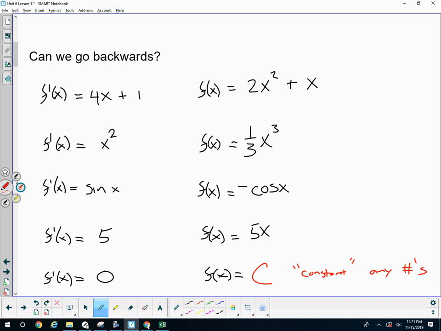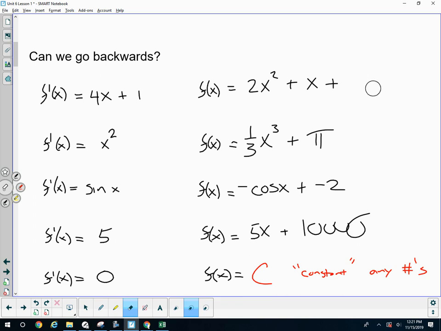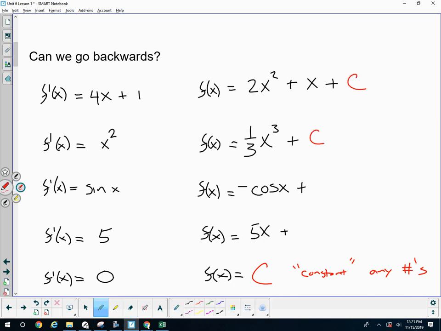It's because I can add any number to this, and its derivative is still 4x plus 1. I could add any constant, whether it's positive, negative, large, or small. Any number can be added to that, and its derivative is still going to be those f primes shown on the left. So we are going to need to understand that and incorporate that when we're going backwards. We're going to need a plus c.